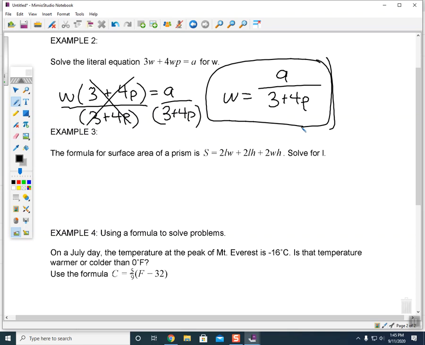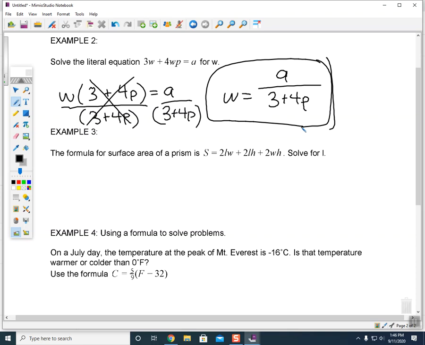The formula for surface area of a prism is S equals 2LW plus 2LH plus 2WH. More letters. And I need to solve for L. So, look at the right-hand side of our equation. We're going to ignore the 2 for right now, because all of the terms have 2's. Do they have anything else in common, all three of them?